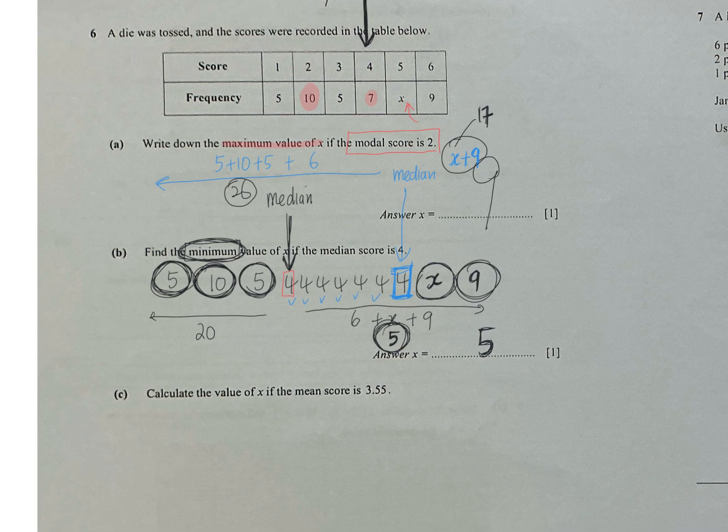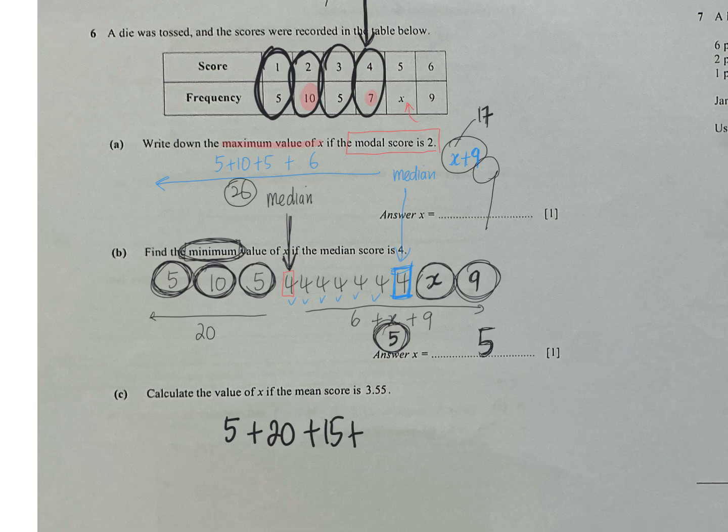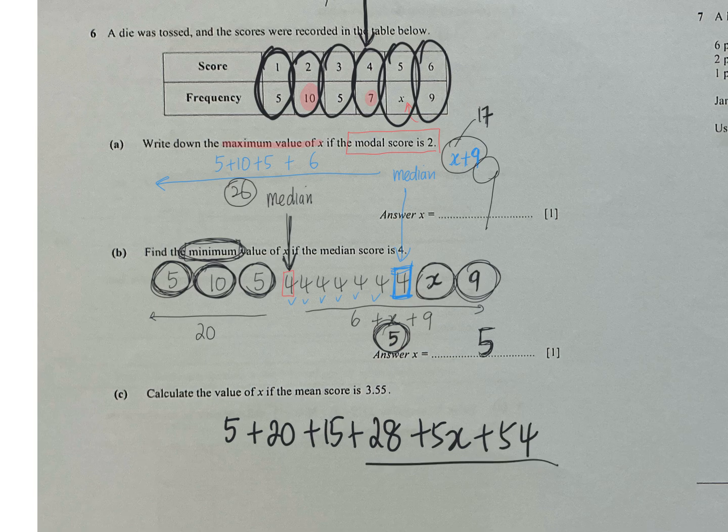Mean shouldn't be difficult, but I still have some of you who got it wrong. I total this up: 5 of 1 mark, 10 of 2 marks, so it's 20, 5 of 3, so 15 of them, 15 score, 7 times 4 is 28, 5 times x is 5x, and then last one is 9 times 6, which is 54. You do not divide by 6.